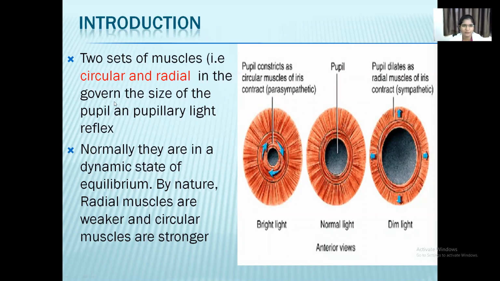These two sets of muscles are present in the eye, the circular muscle and the radial muscle. These normally are in a dynamic state of equilibrium. By nature, radial muscles are weaker and circular muscles are stronger.